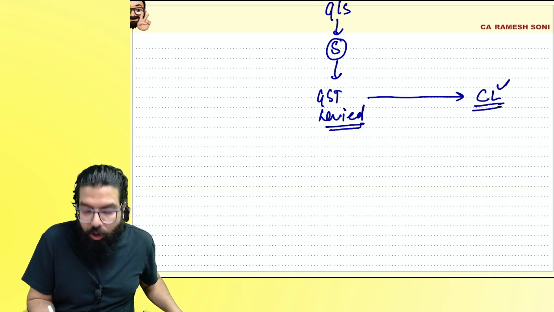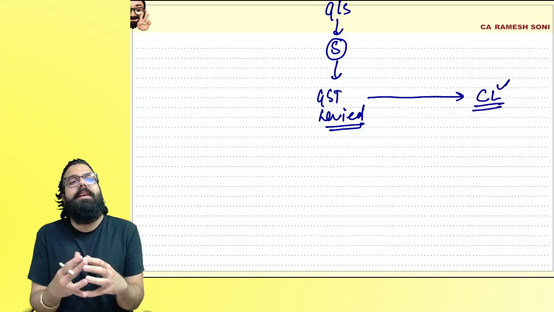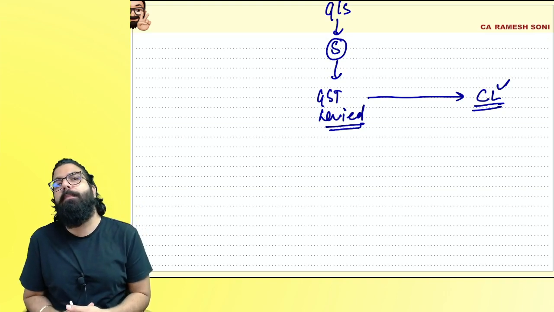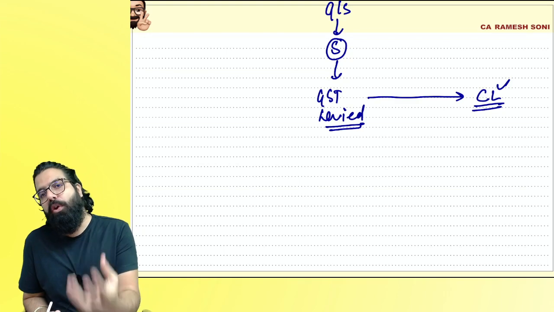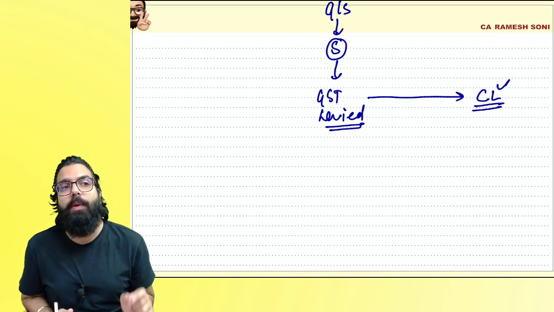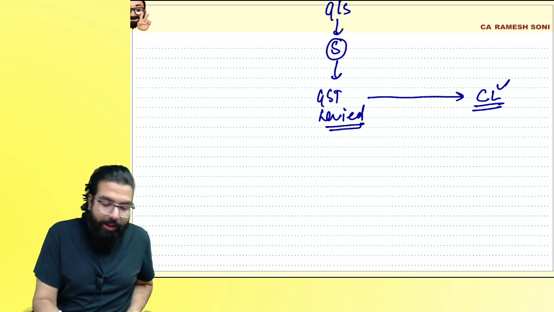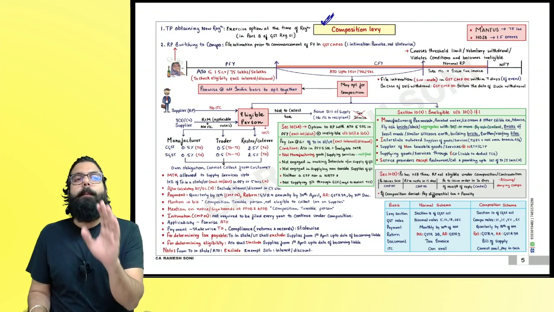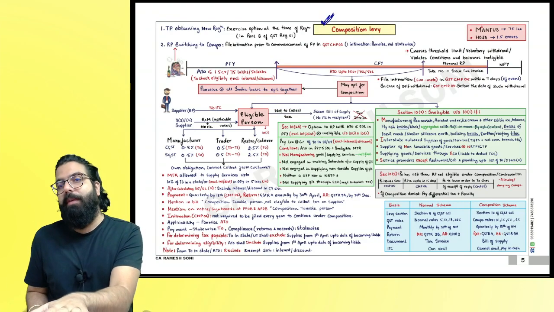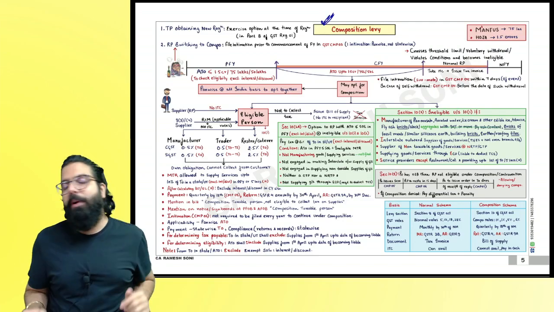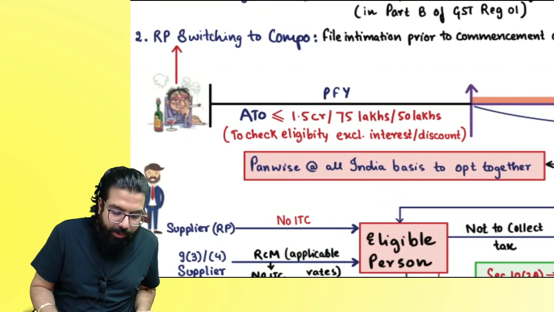A composition levy is a scheme which is basically a simpler scheme given to small traders whose turnover is up to 1.5 crore. And if you are in certain special category states, then the limit is how much? 75 lakhs. Let's go ahead and understand composition levy. Always remember, composition levy is an option which is given. Either you can be under the normal scheme or you can go for the composition scheme. How does the composition scheme start?